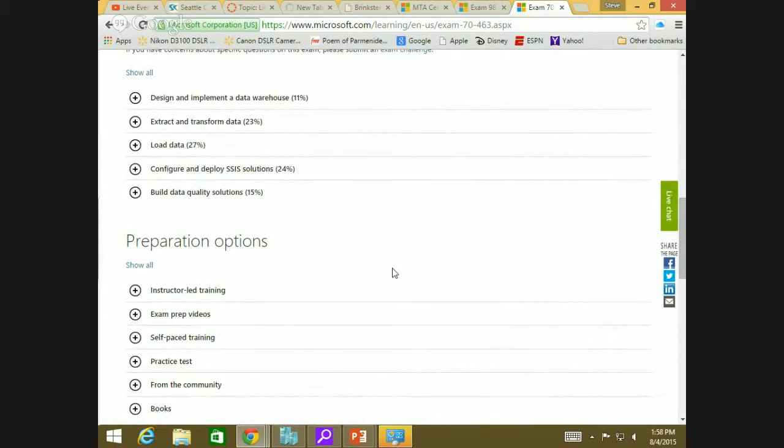So the data warehouse: design and implement a data warehouse. That's what we did with the DW, except that they would probably get more detailed into that. Extract and transform is basically the SSIS that we've been doing. And the load data is also that. Configure and deploy SSIS solutions, and then build data quality solutions. All of those things we're kind of doing in the other class, which you're not in, but we're only doing it at a very low level. We could spend quarters working on all the depth of that.